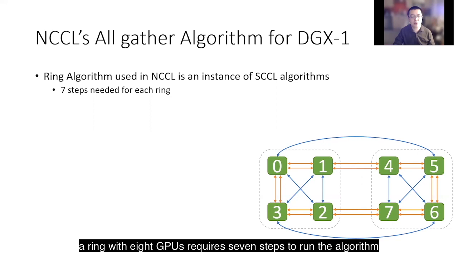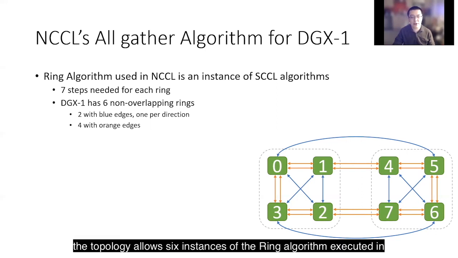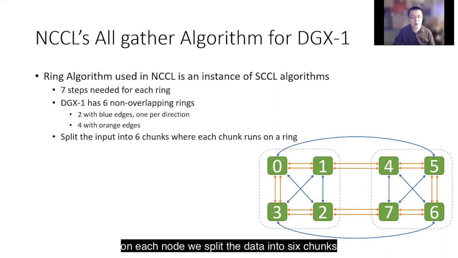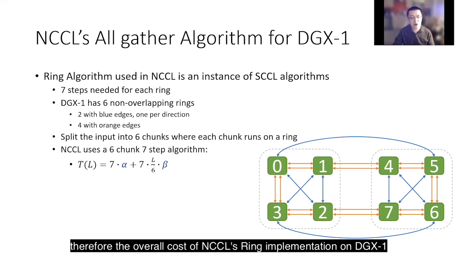A ring with 8 GPUs requires 7 steps to run the algorithm. And since DGX1 has 6 non-overlapping rings, the topology allows 6 instances of the ring algorithm executed in parallel. On each node, we split the data into 6 chunks, each ring algorithm transferring a chunk per step. Therefore, the overall cost of NCCL's ring implementation on DGX1 is 7 alpha plus 7/6 L beta.